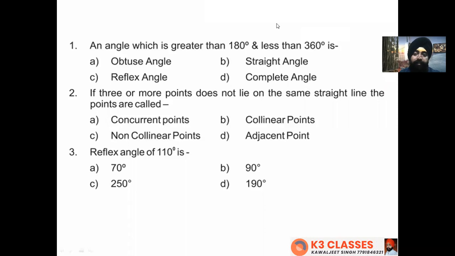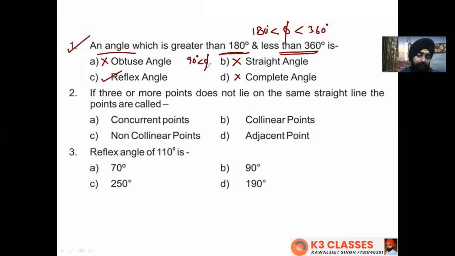So now, based on what we have studied, let us do some questions so that our concept gets more clear. Question number one: an angle which is greater than 180 and less than 360. So we have studied that this is an obtuse angle, no. Straight angle, no. Reflex angle, correct. Complete angle, no.